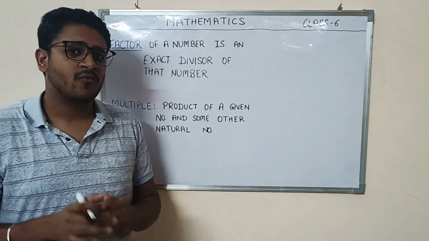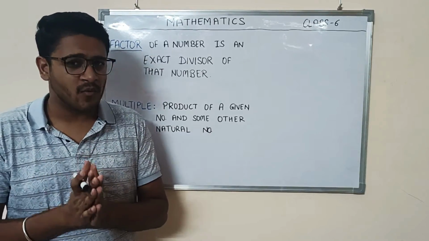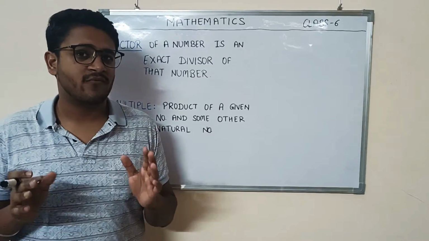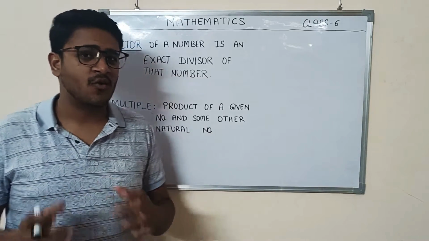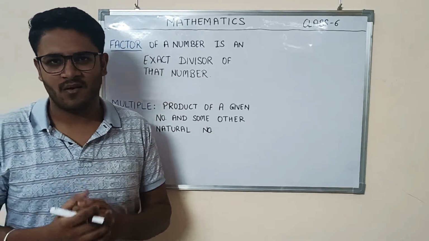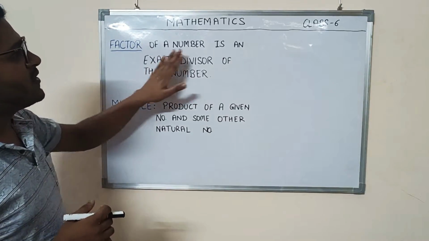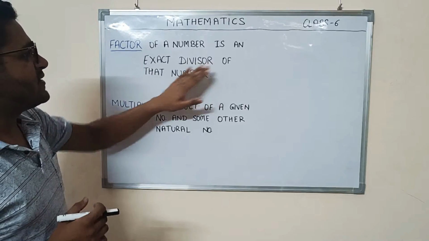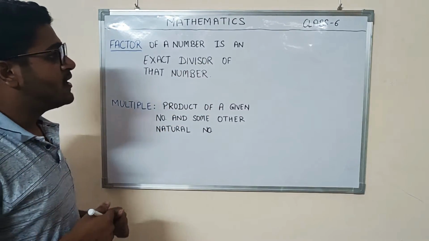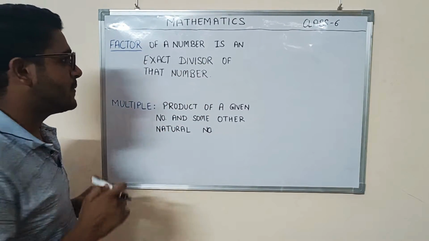In this video, we are going to talk about two very important topics of mathematics, which are factors and multiples. Now let's talk about both of these one by one. First of all, let's talk about what factors are. A factor of a number is an exact divisor of that number, right? Let's try to understand this with an example.